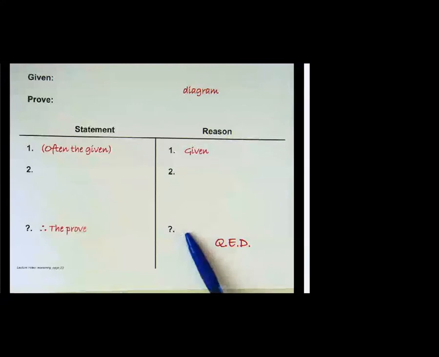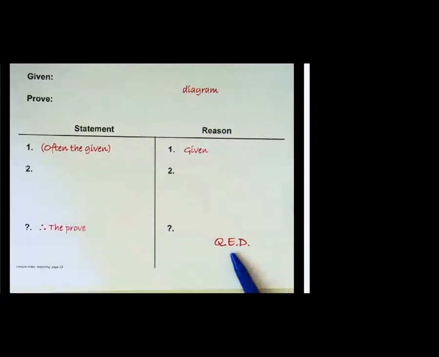And you'll have to have a reason there too. And then you can do your dance in the end zone and put QED if you want to. If you don't put QED, it's still okay, but it's just kind of fun to know that. Quod erat demonstrandum. I am done and I am good, basically is what that says.